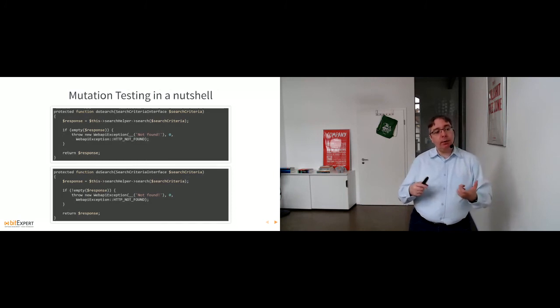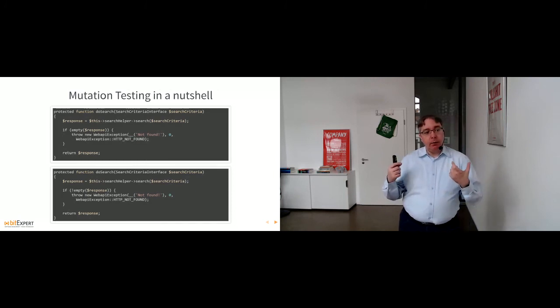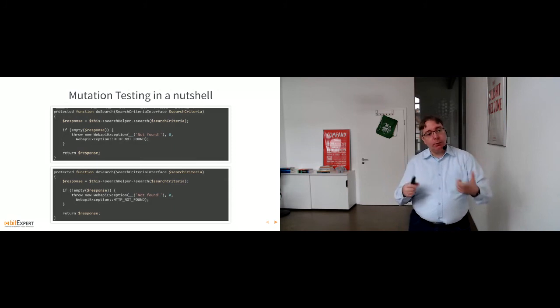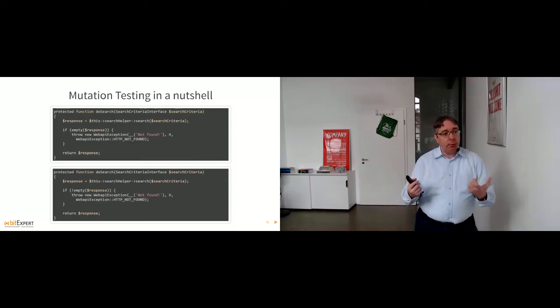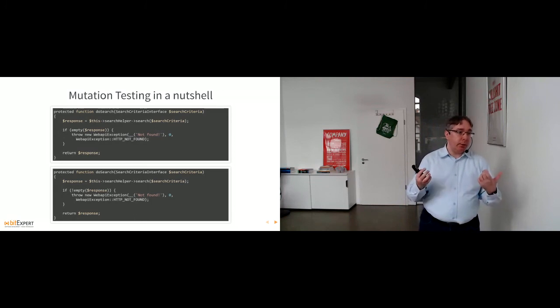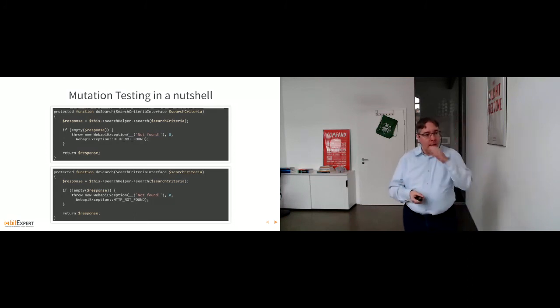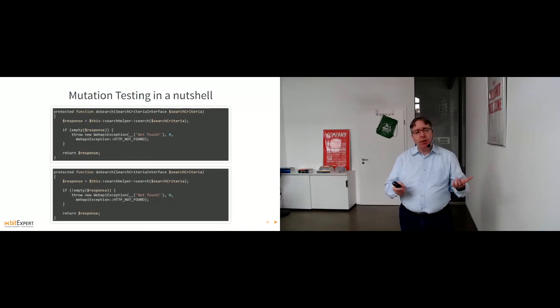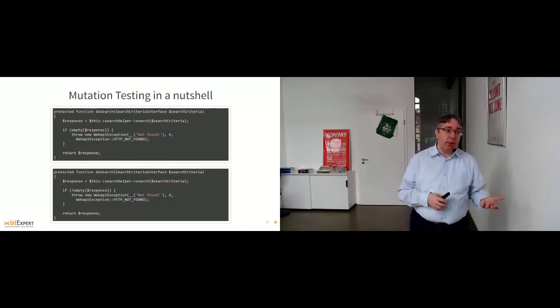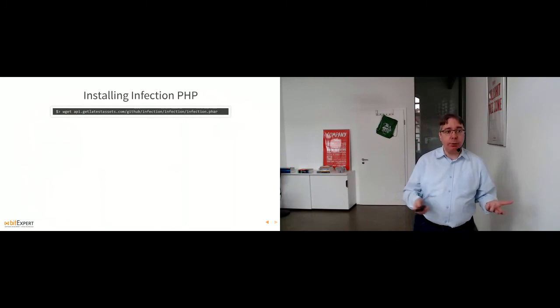And the code that actually requires the search helper to return a JSON document will figure out, wait, I get an exception that I'm not aware of. So definitely there is something wrong in this case. If neither of that happens, you can be sure that your test is not quite accurate enough and you probably have to rework it.